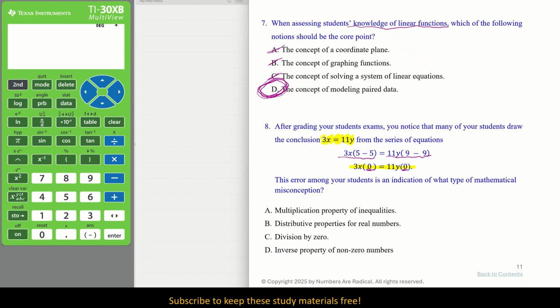Okay? This error among your students is an indication of what type of mathematical misconception. I just said it. I see it. It's number C, division by 0. It simply isn't allowed. Now, your 0 can be part of the numerator, but it is not valid to be the denominator, okay?